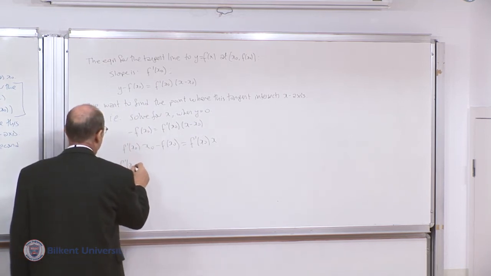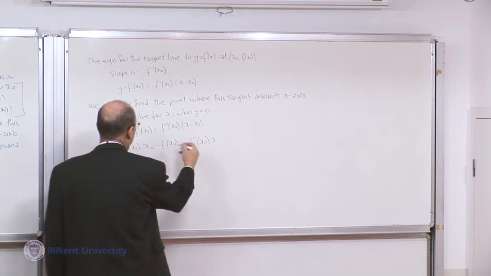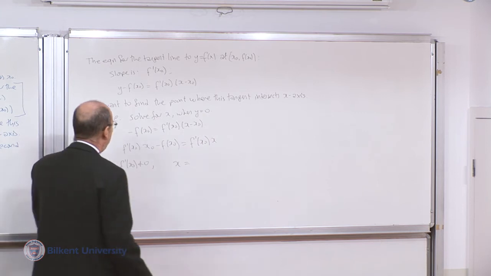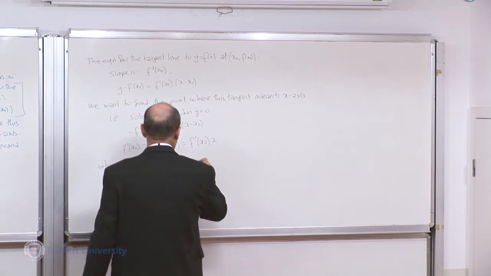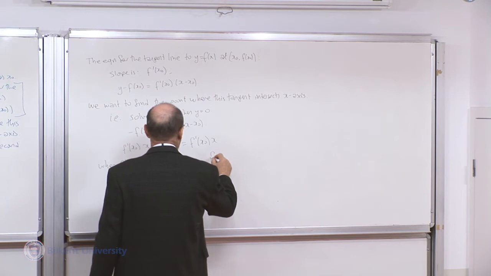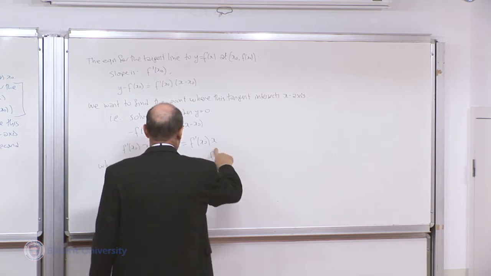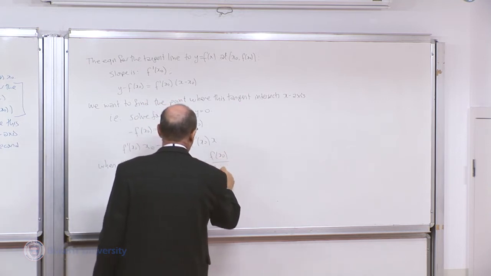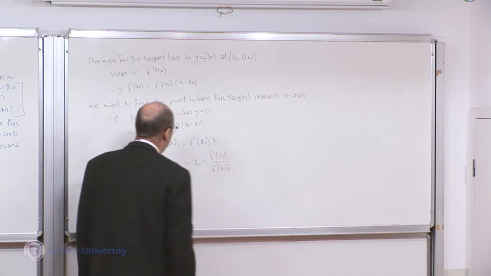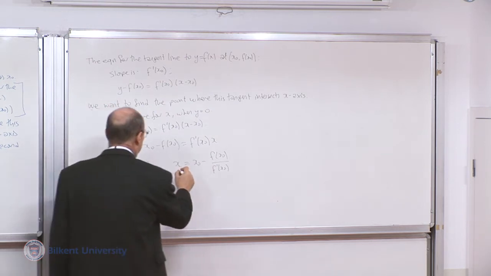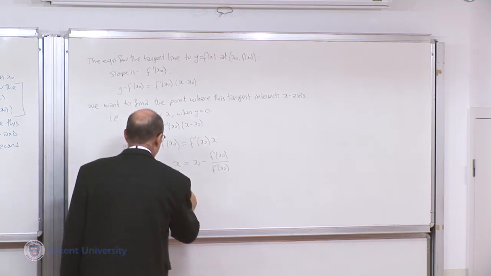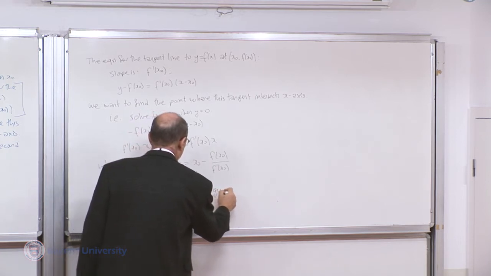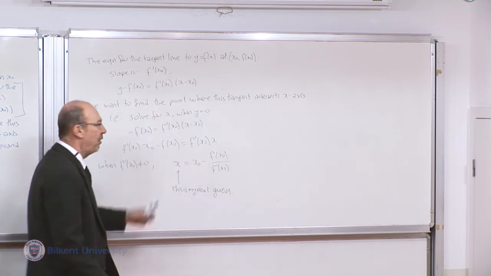So when f prime x sub 0 is different than 0, I divide both sides by f prime x sub 0. So I'll have x equals x sub 0 minus f of x sub 0 divided by f prime x sub 0. So this is my next guess. Now I have a formula.